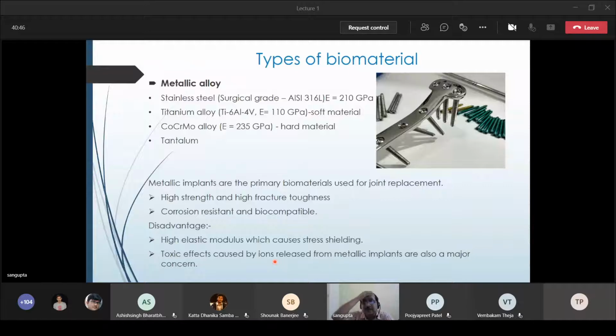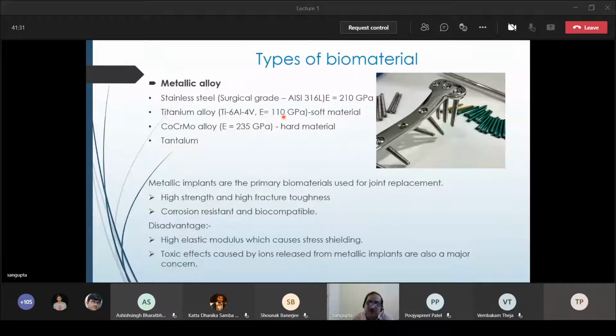Metallic alloys have passed the test of biocompatibility. Okay. It started with stainless steel, surgical grade, AISI 316L, which is around 200 GPa. Then titanium alloy, with half the density of stainless steel, or steel in general. It is a lightweight material, but its strength is almost similar. And you can see the E modulus is also about half. That means less stress shielding effect, less rigid. But it is a soft material, remember.